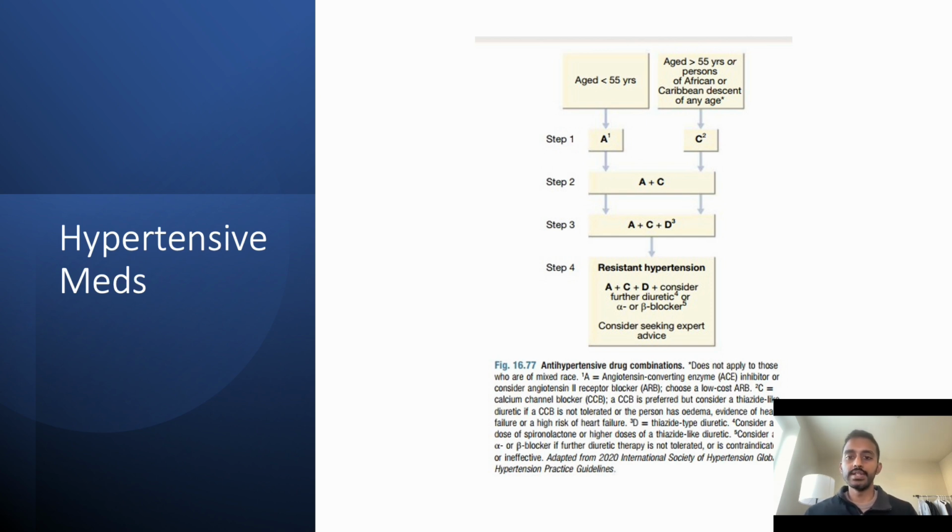Step 2 is if stage 2 hypertension and you need to add either the other. So if you had the ACE inhibitor or ARB, you add the calcium channel blocker. If you have the calcium channel blocker, you add the ACE inhibitor or ARB. Step 3 is treatment resistant, when you add the thiazide diuretic. If resistant to treatment, add spironolactone or alpha or beta blocker and consult cardiology.